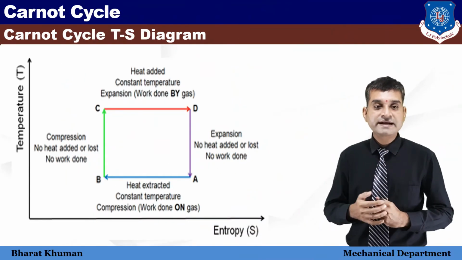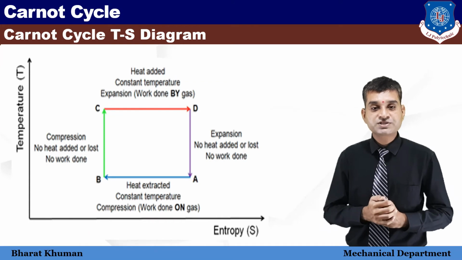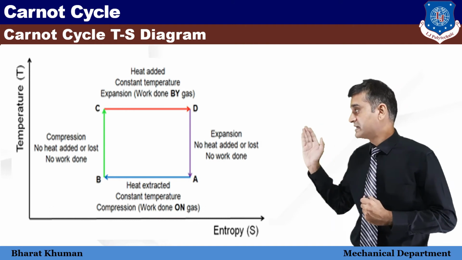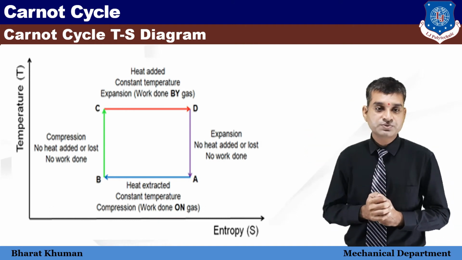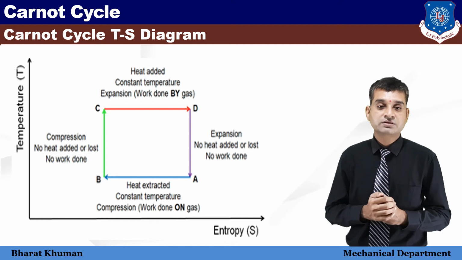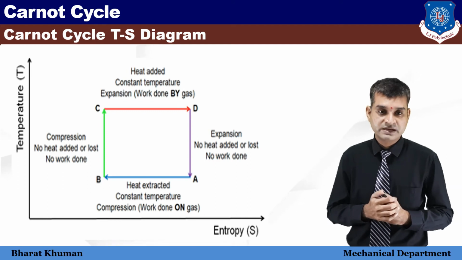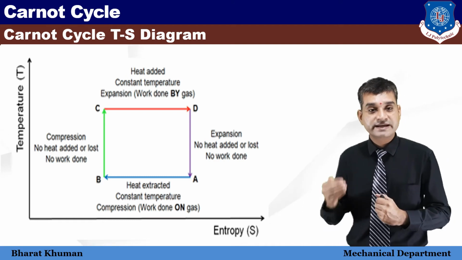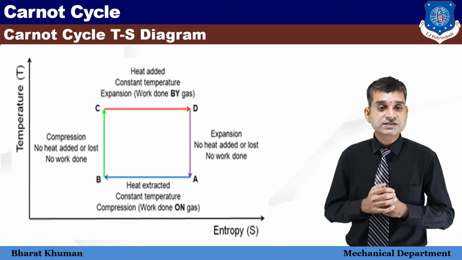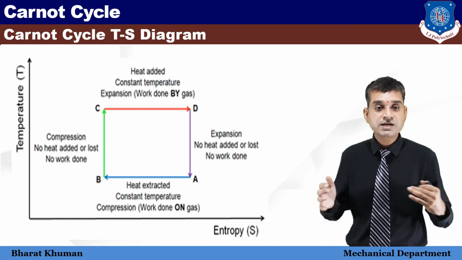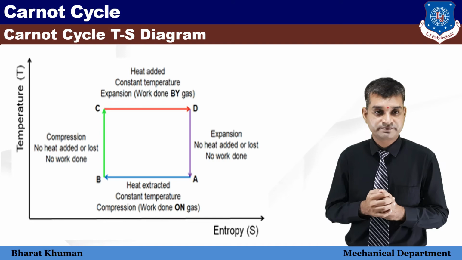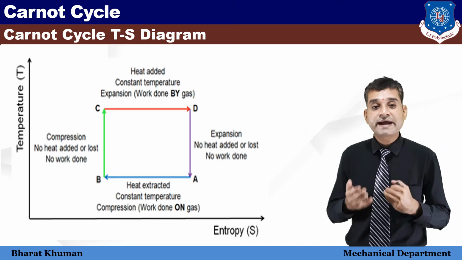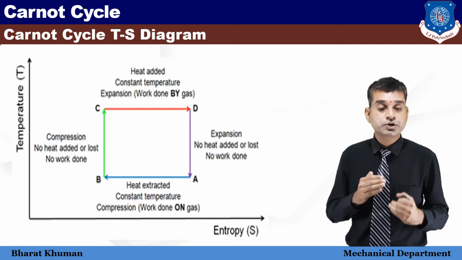Now students, let's discuss the temperature versus entropy diagram. It is also known as the TS diagram. Okay students, now start with process AB. It is the compression process where work is done on the gas. During this process, heat is extracted but at constant temperature. Process BC, compression but no heat added or lost.